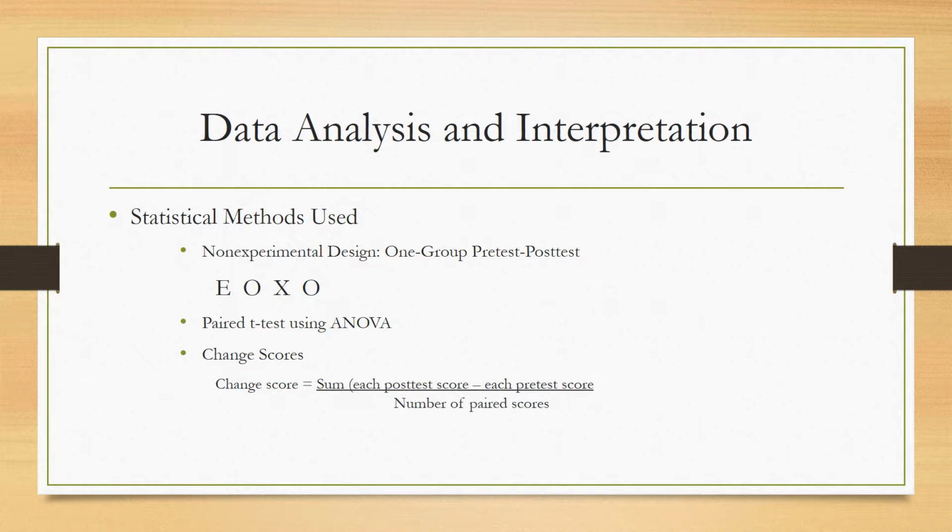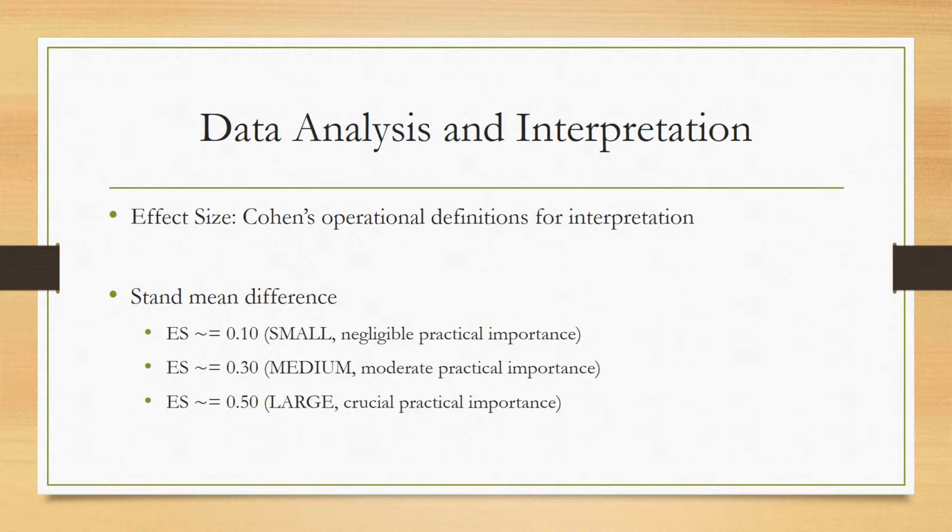For data analysis and interpretation, I will be using a non-experimental design, one group pre-test, post-test. The statistical measure will be a paired t-test using ANOVA to investigate the difference between two samples obtained in pre- and post-test data. I'll also be interested in finding out the change score and assessing change before and after the intervention. Cohen's effect size will also be calculated. This index will quantify the degree to which the study results should be considered negligible or important, regardless of the size of the sample study. This will help determine if it has practical significance.